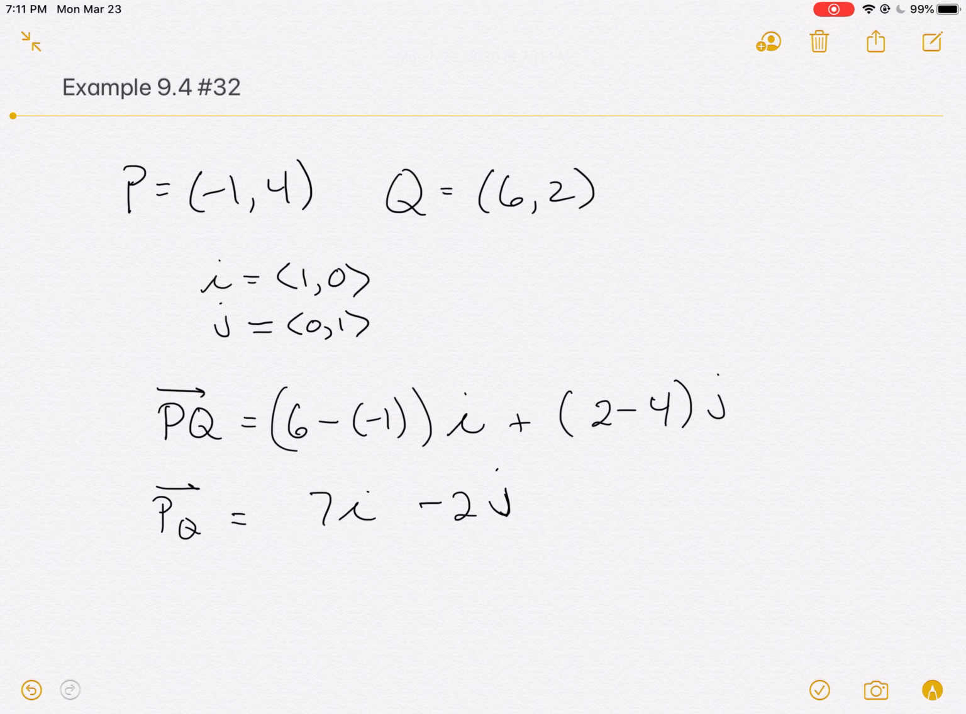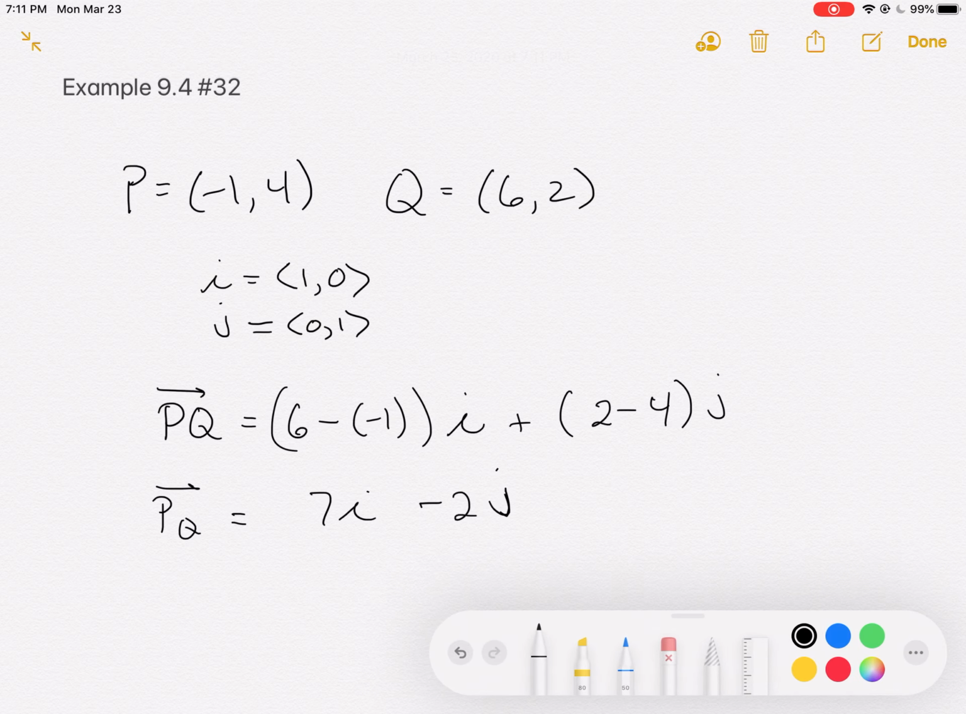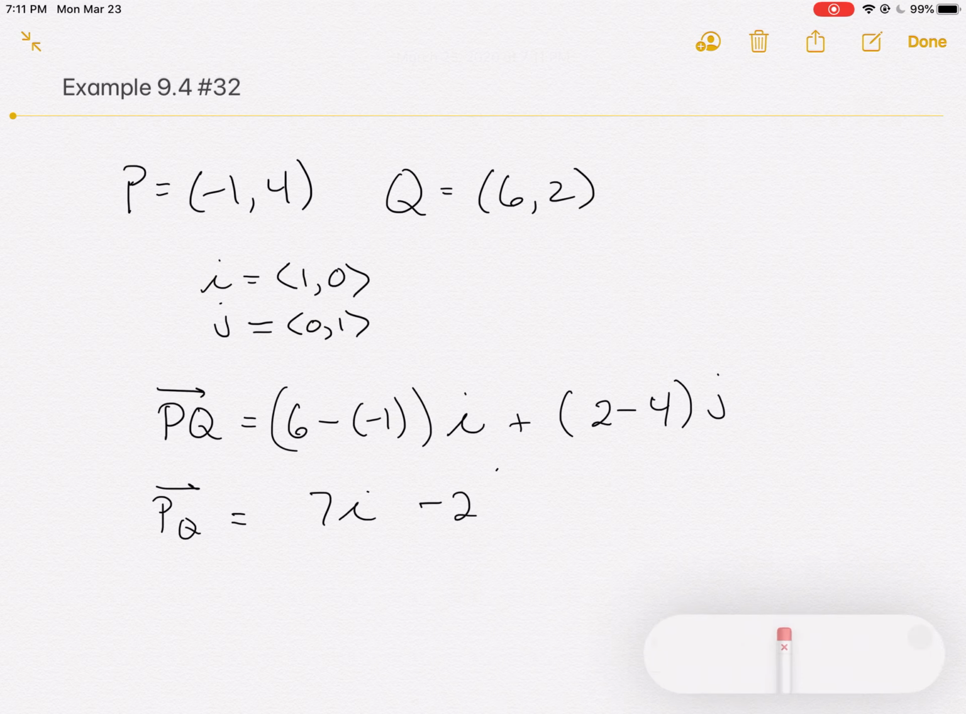Right, so let me clean that up a little bit. So minus 2j. And these are known to be the ij vectors. So that's it. That's how you find the vector when you know the initial point and the terminal point.